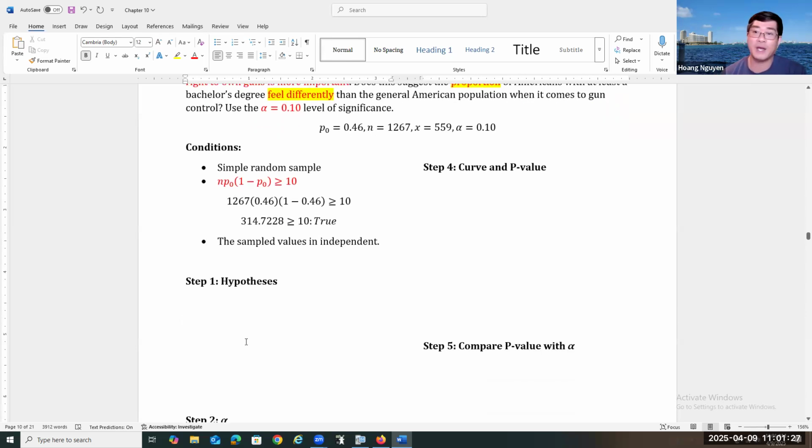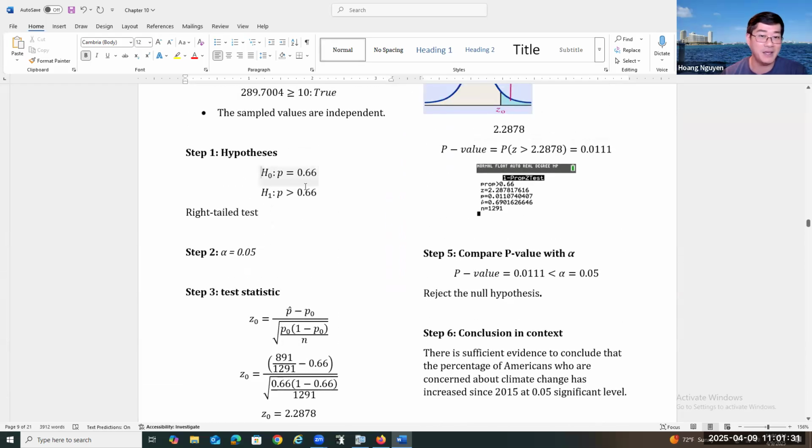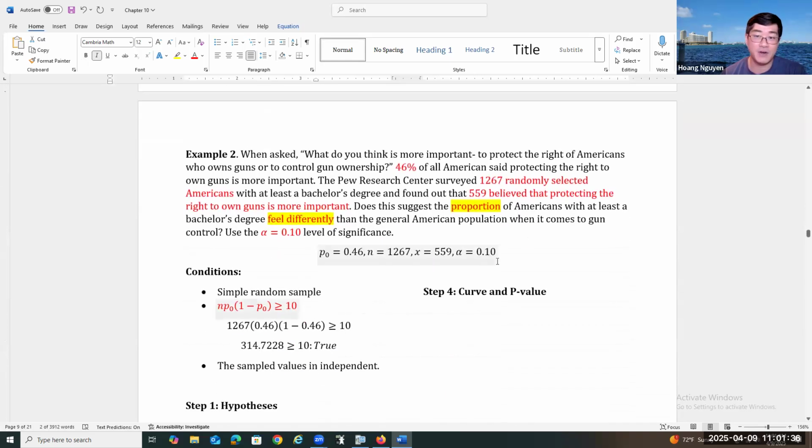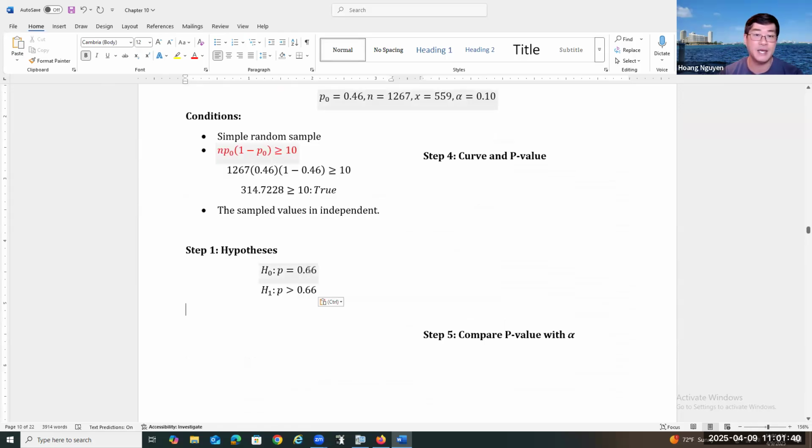Now, step number one, we're going to determine the null and the alternative hypotheses. So I'm going to copy what we have from earlier. For this hypothesis, we're going to test for the proportion. So the parameter for your test is proportion, and the value for your test is going to be 46%.